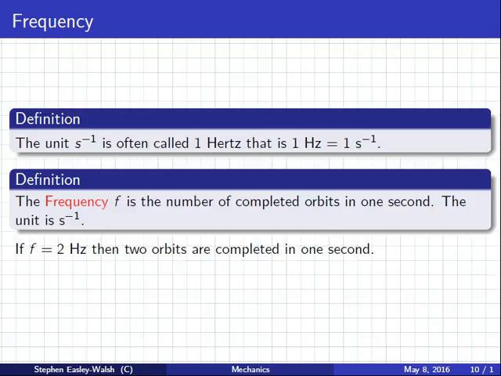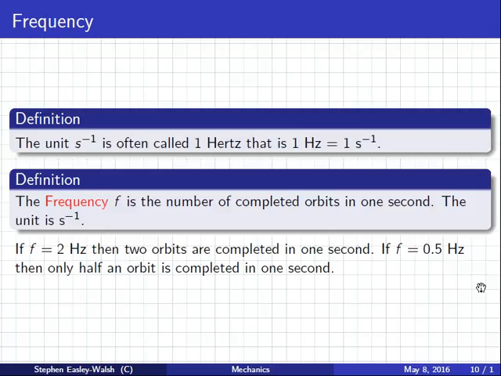What about if f equals 0.5? What would that mean? Half an orbit in a second. So if f is 0.5, then only half an orbit is complete in 1 second.